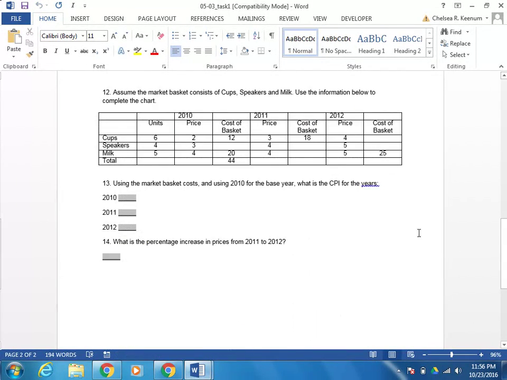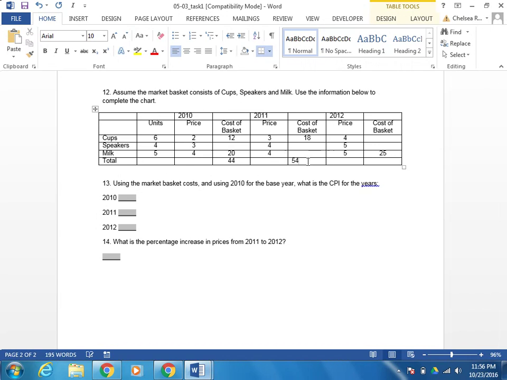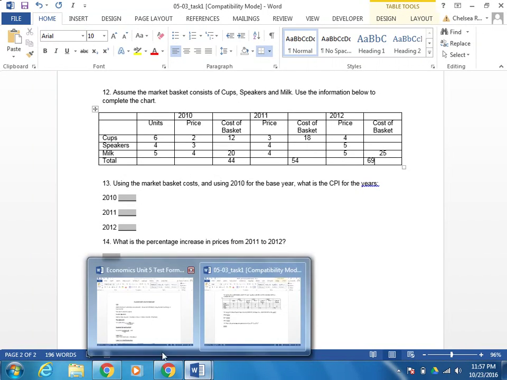Okay, let's look at task 1, which was CPI. On this chart, I'm just going to fill in the total cost of the baskets real quick. Some of you got this and some of you didn't. The ones who didn't get this were not calculating CPI. You simply put in the cost of the basket as your answer. So you had 44, 54, and 69. That's not CPI. That's just the cost of the baskets.